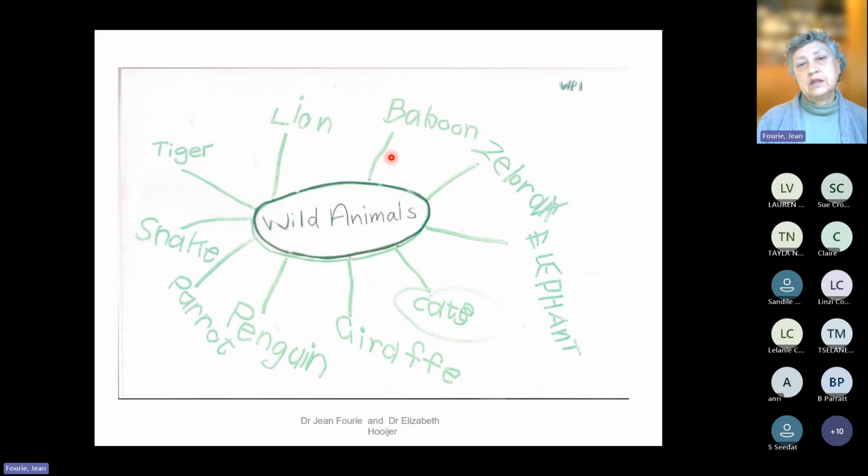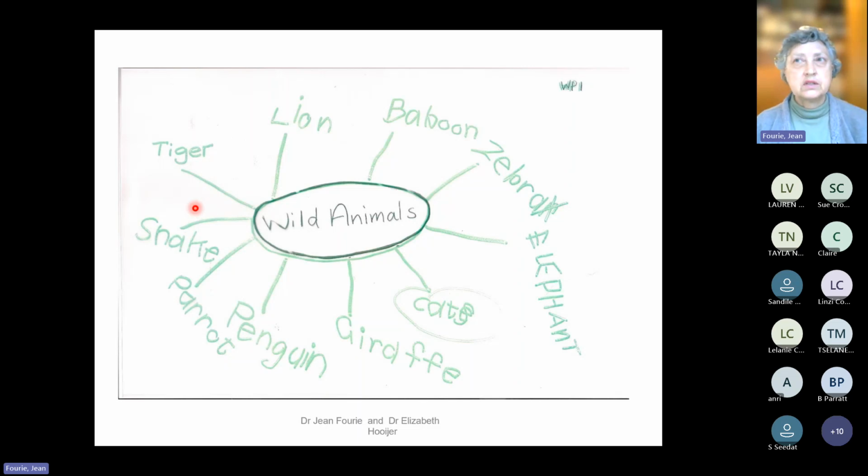The facilitator said, what other animals do you know about? Wild animals, I know about lion. And the child was able to write lion, spelled correctly. And the teacher said, what other wild animals? Because we're doing brainstorming, so we want to get as many examples as possible. I know about tigers, and was able to write tiger, correctly.